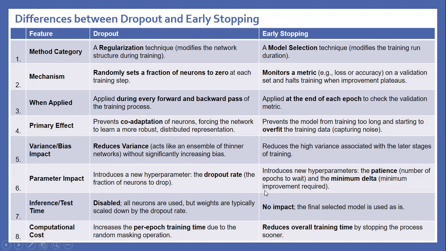Computational cost: dropout increases the per-epoch training time due to the random masking operation. Early stopping reduces the overall training time by stopping the process sooner.